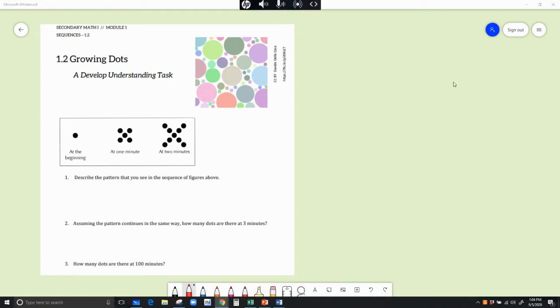All right, first thing you're going to do, take a look at the pattern, the dots. Because this curriculum is new, I just want to point some things out and slow some things down. You're going to want to pay attention not only to the dots up here, but also the words at the bottom, which are very important. So question number 1, and I'm going to have you type this in Edpuzzle: Describe the pattern that you see in the sequence of figures above. Whenever you describe the pattern, I want you to be specific. How do you see the pattern growing specifically? In what specific way do you see it growing?